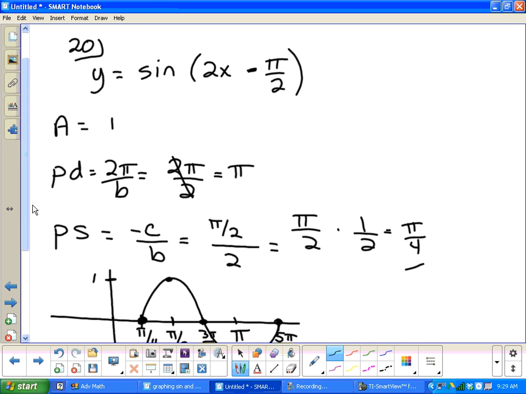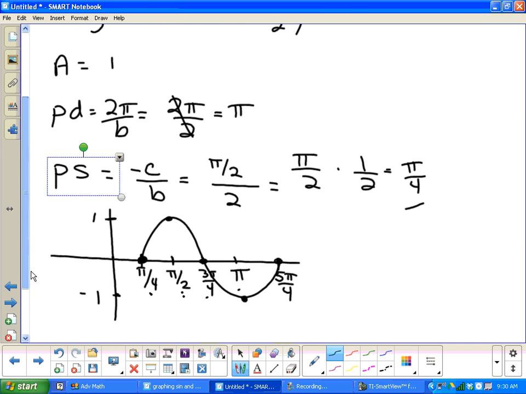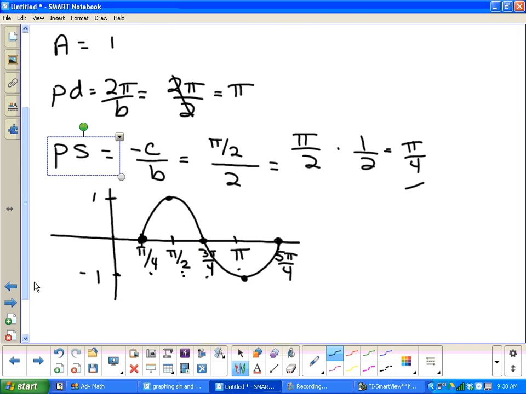The phase shift is opposite of C over B. So pi over 2 over 2. Then you got to calculate. So it ended up being pi over 4. Notice because it was minus, it actually shifted the graph over to the right.